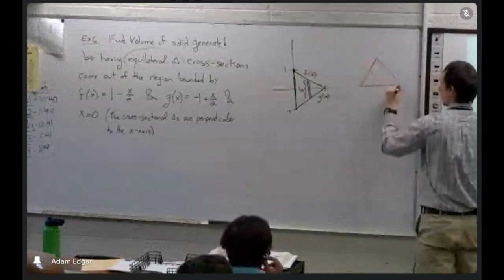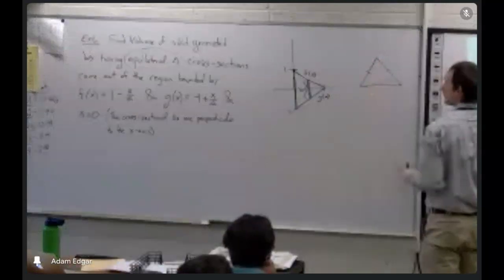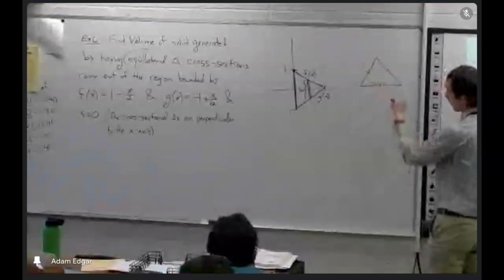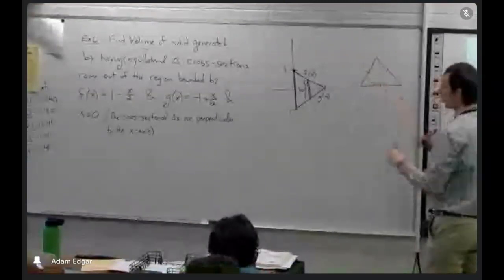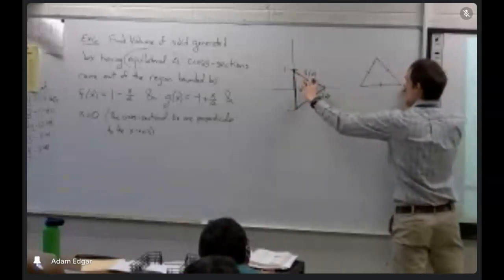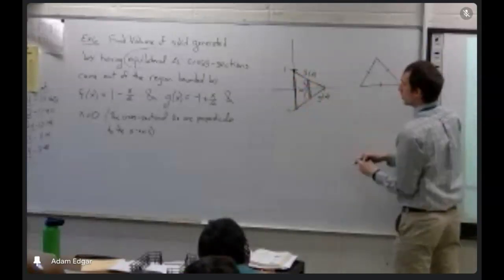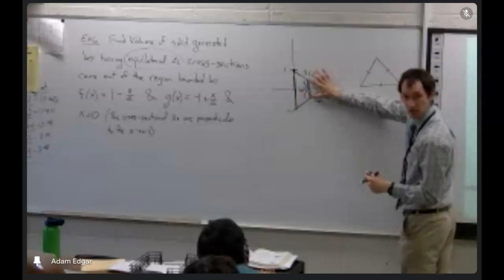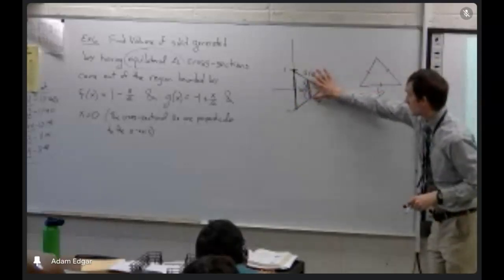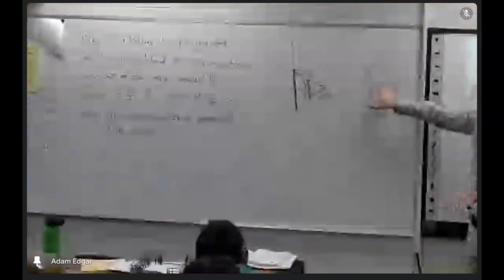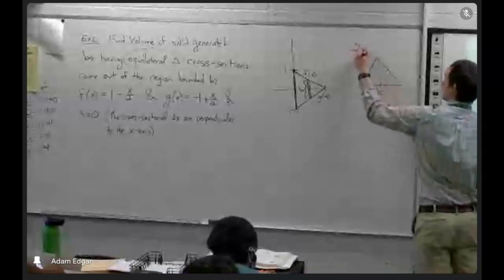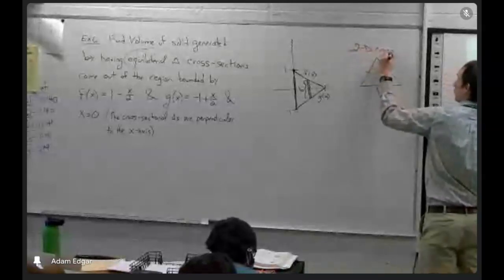Because it's equilateral, let me have a picture. So this is not this shape. This is the cross sections coming out of the page. So this is the base of some triangle. This base corresponds to the bottom side of my cross section. So this is my 2D cross section.